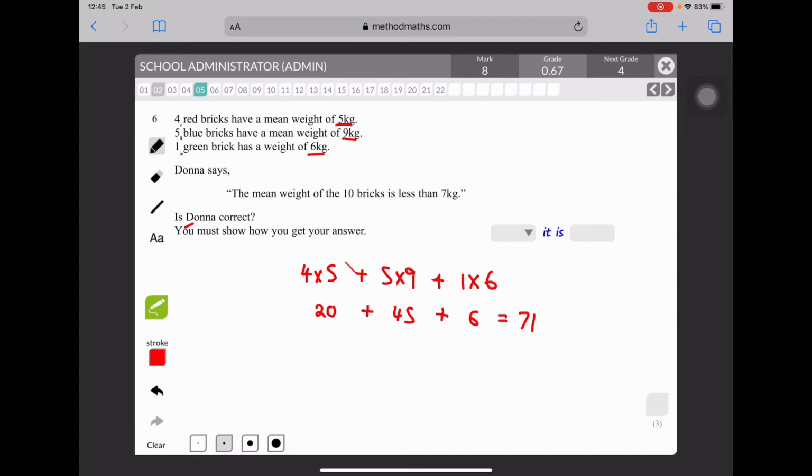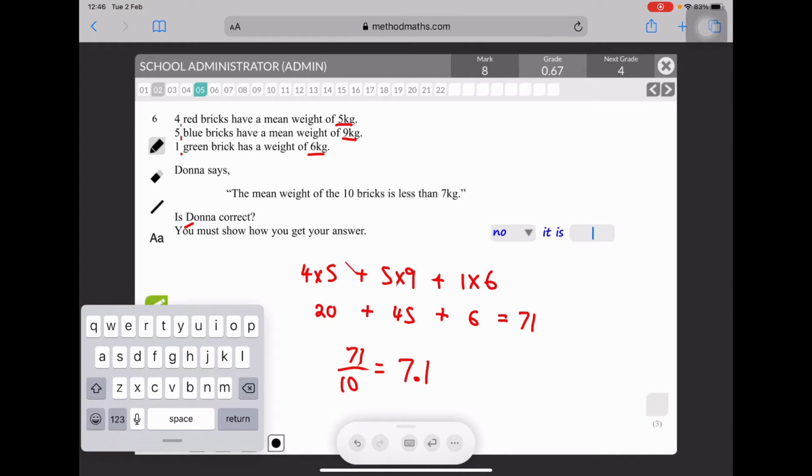We have 10 bricks in total. Do we? Yes, we do. So 71 divided by 10 would give us 7.1. So going back to Donna's statement, the mean weight of the 10 bricks is less than 10 kg. I'm going to say no, it is 7.1. Yes, that's right.